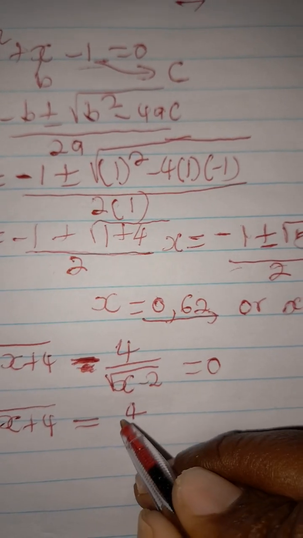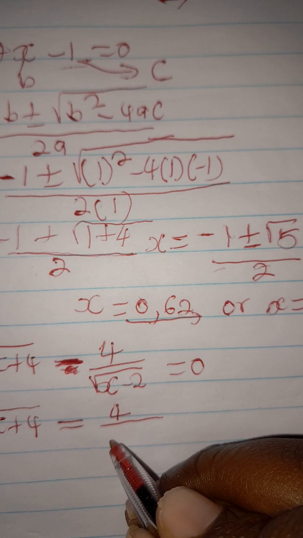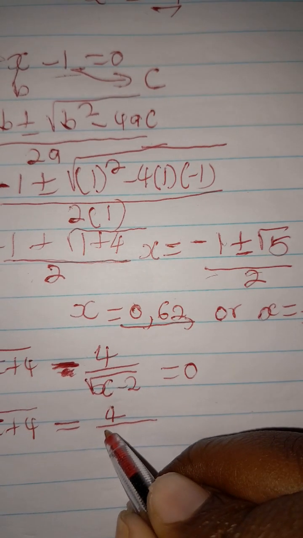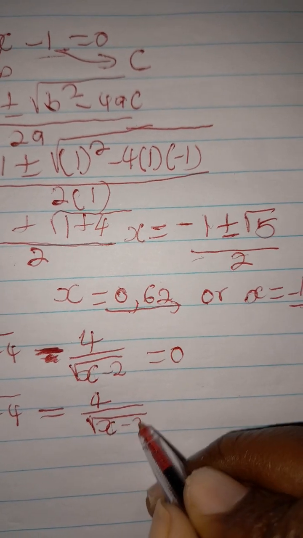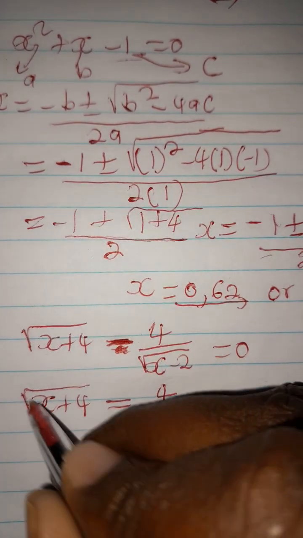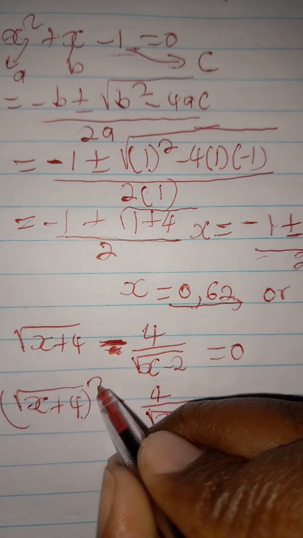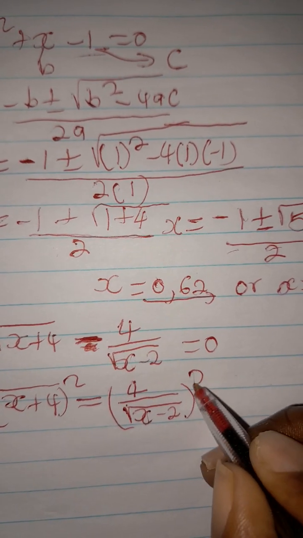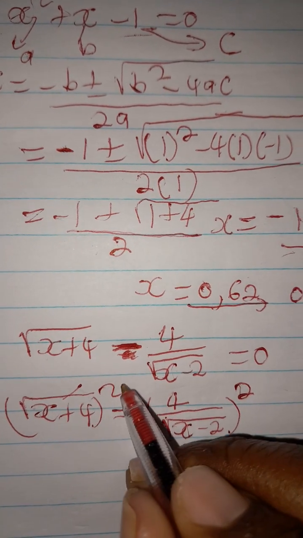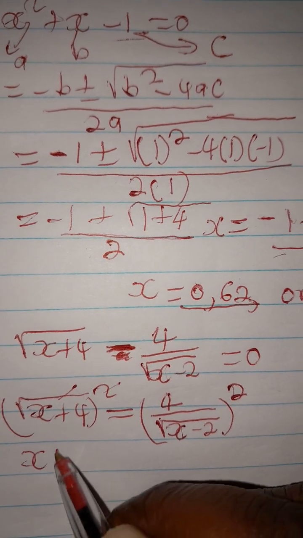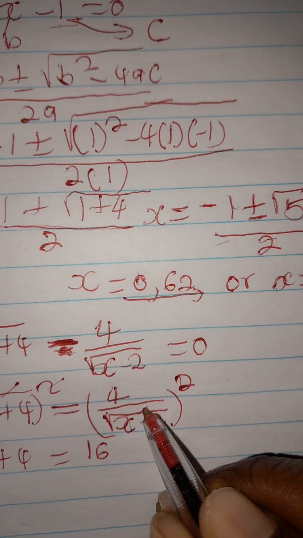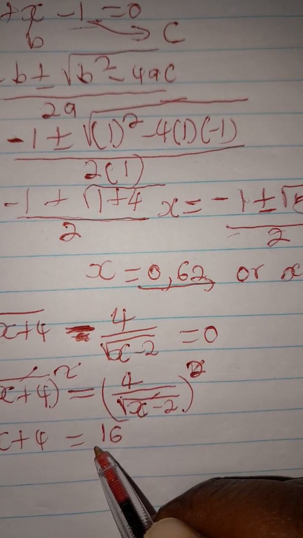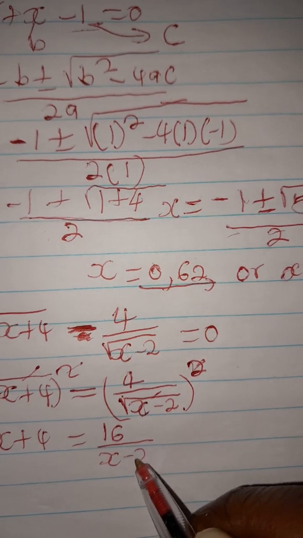Then you take negative 4 to the other side, it becomes positive 4. So we're having root x minus 2. Then the best way to get rid of the roots, we have to square both sides. When you square both sides, the root and the 2 will cancel. We are left with x plus 4. So what is 4 squared? 4 squared is 16. Then the root and 2 cancel each other, and we are left with x minus 2.